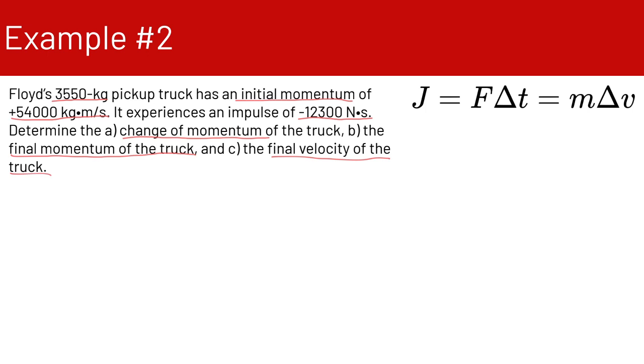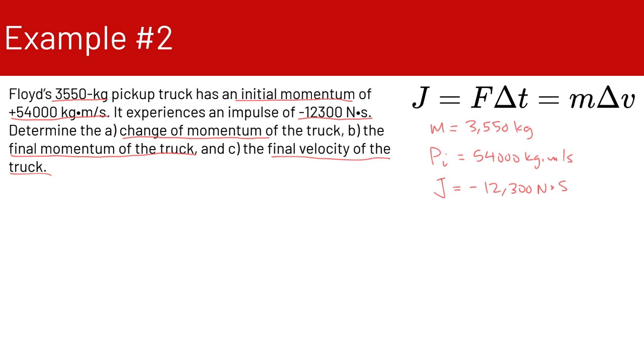Okay, so let's write down what we have. So we have mass is equal to 3,550 kilograms. We have the initial momentum, so P initial is equal to 54,000 kilogram meters per second. Okay. We have the impulse, J, is equal to minus 12,300 Newton seconds.